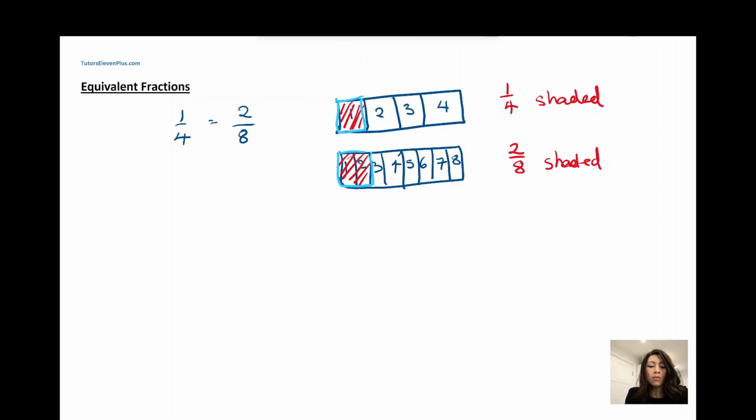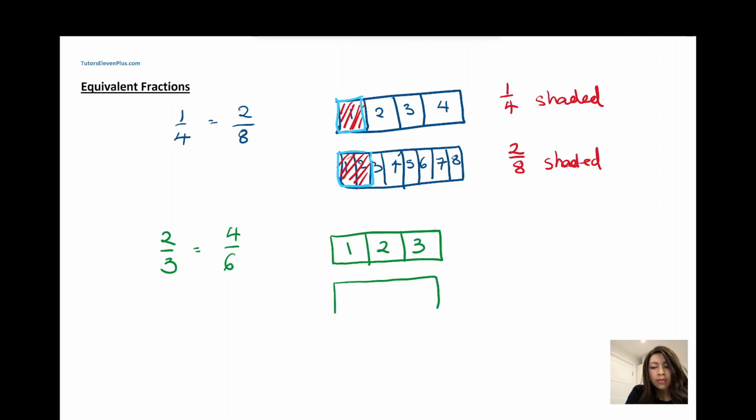Let's look at a second example. We can look at 2/3 and 4/6. Let's draw another bar. So the first bar is split into 3 equal pieces. And the second bar is split into 6 equal pieces. 4, 5, 6.